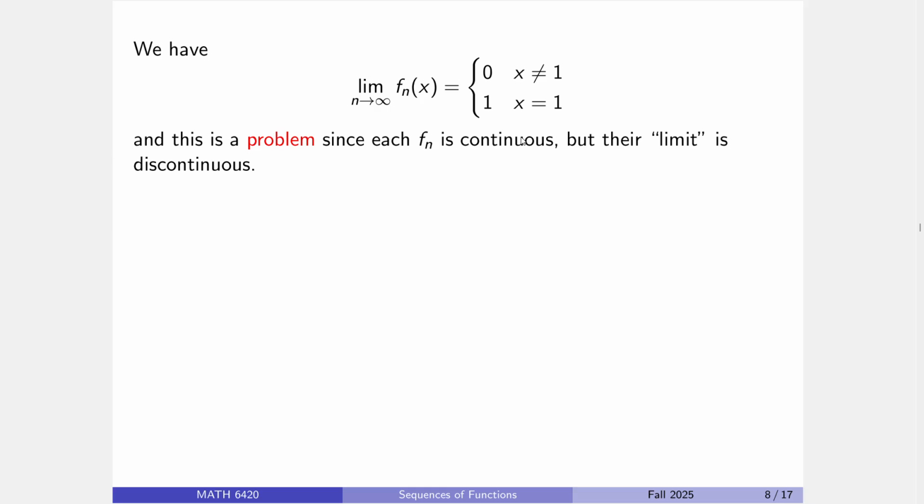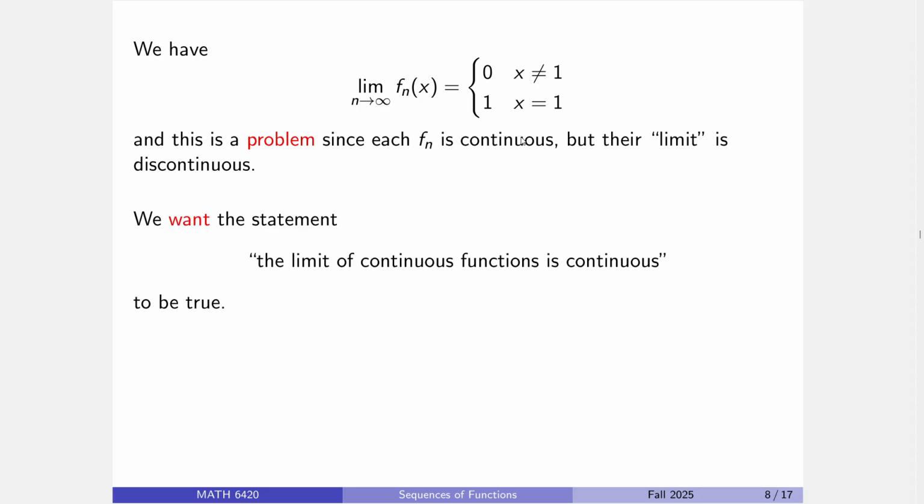But each one of my f sub n's is continuous, but this pointwise limit failed to be continuous. And I don't like that. I really don't like that. Continuity and limits should work together. That's the whole point of continuity, right? That's the whole point of defining limits from scratch and building them all up. I want the limit of continuous functions to remain continuous. However, here we see pointwise, that can't possibly be true. So I need to strengthen what we mean by limits of functions.